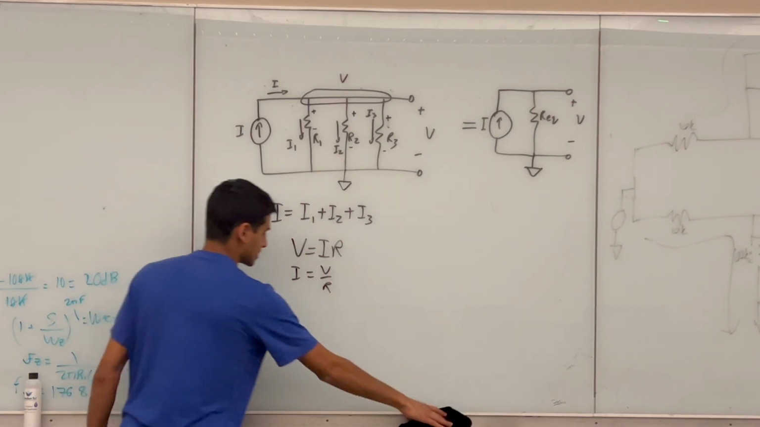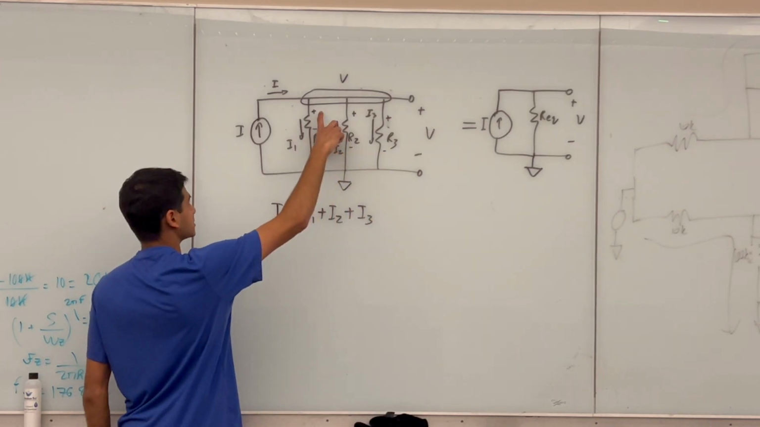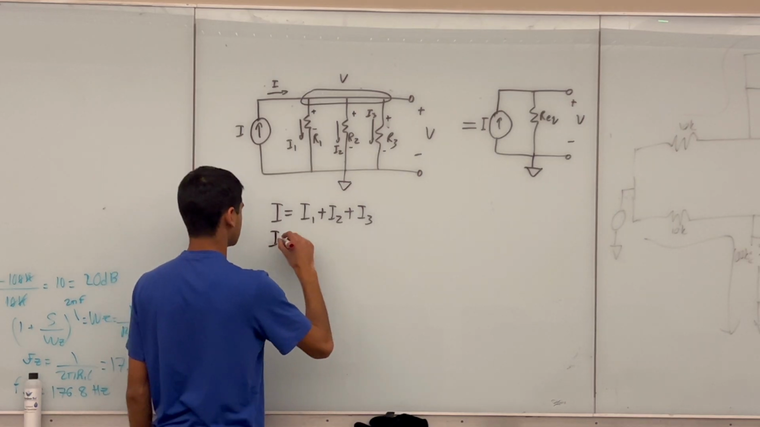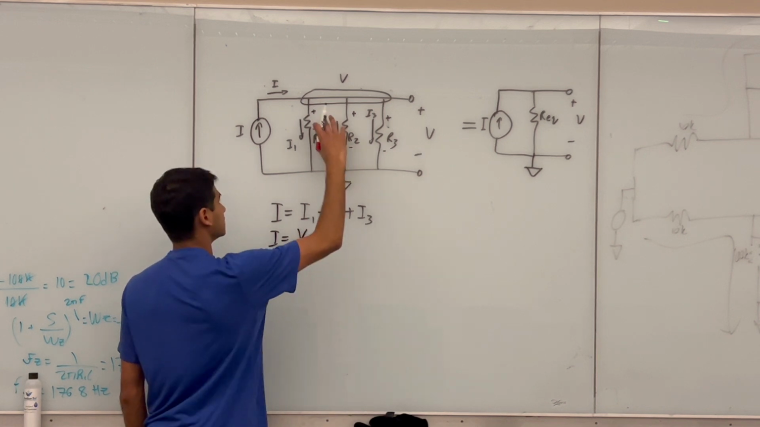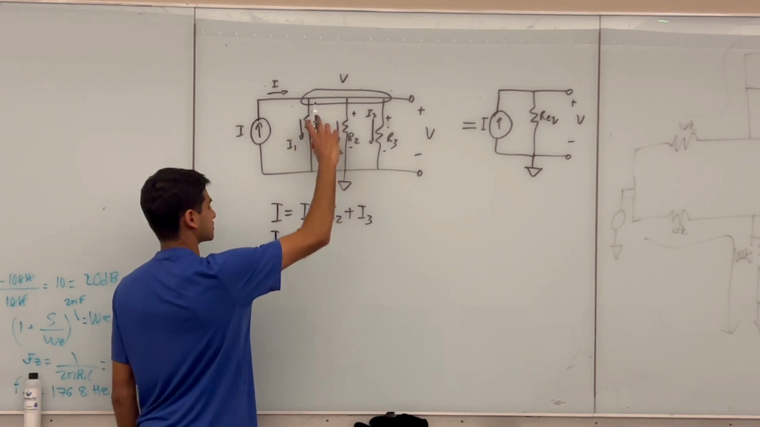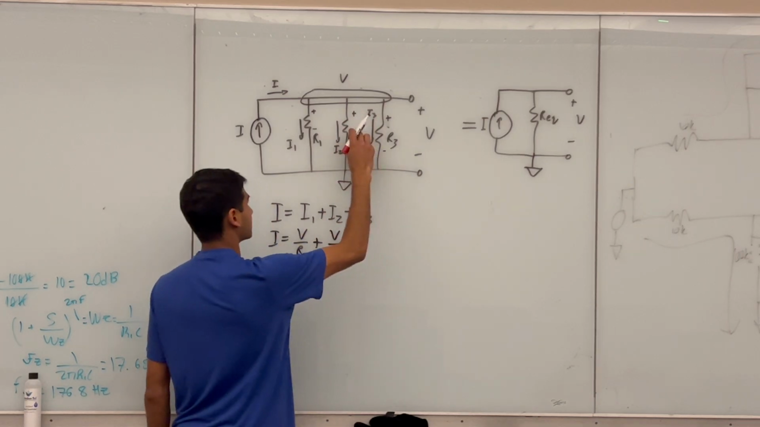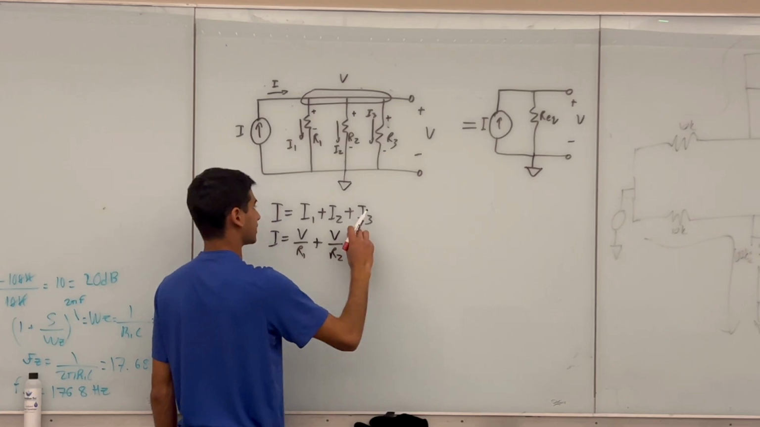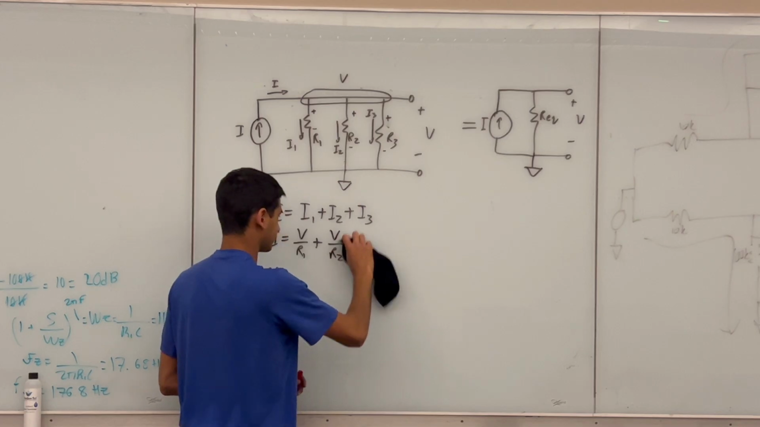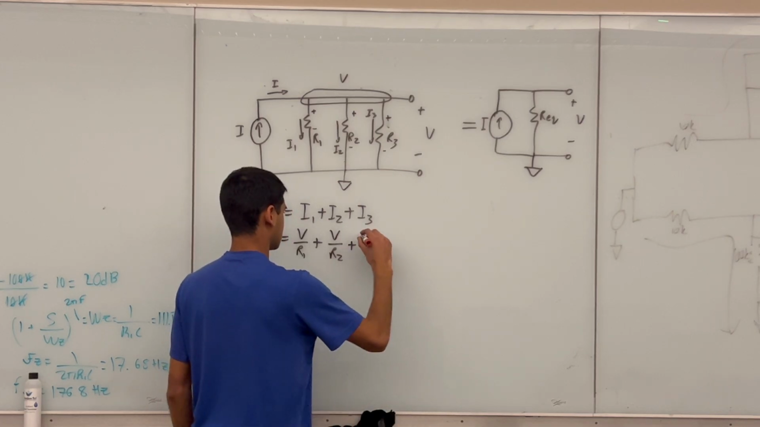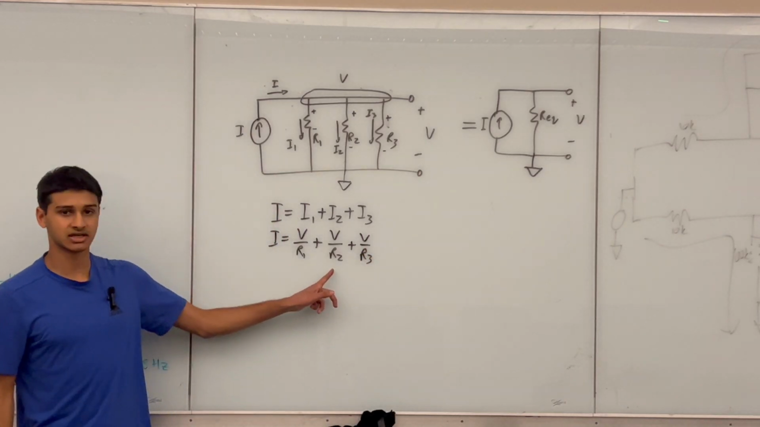And so if you examine I1, the voltage across this resistor is V. So that means that I1 is just going to be equal to V divided by R1, because V, again, is the voltage across this resistor. I2 is going to be the same V, but divided by R2 this time. And finally, I3 is going to be the same exact V, this time divided by R3. So this is as much as I can simplify for now.